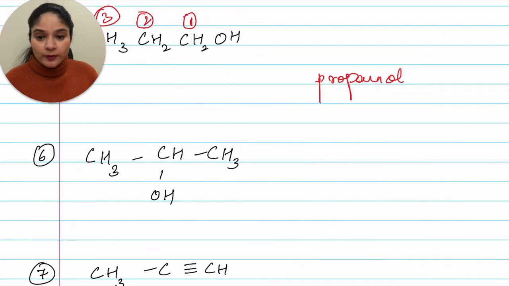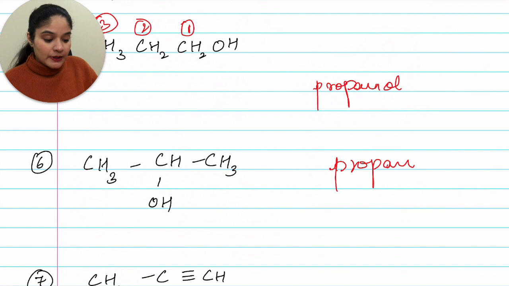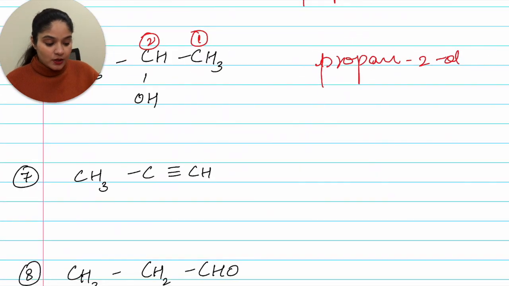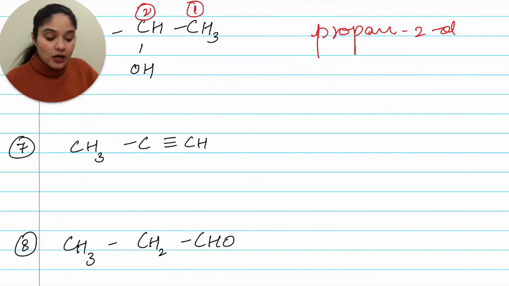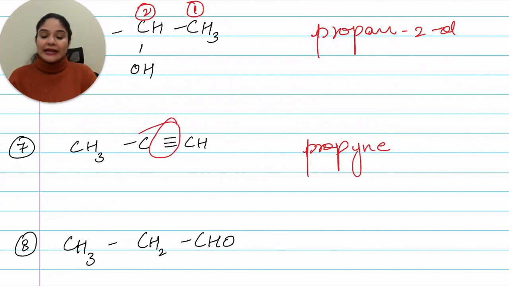Now moving on. 1, 2, 3. 3 carbons. Prop. All single bonds. An. At the second position, I have alcohol. So propan-2-ol. Moving on. I have 3 carbons, as in prop. I have a triple bond. That means propyne, YNE. Triple bond is at the first position. No need to give the number.